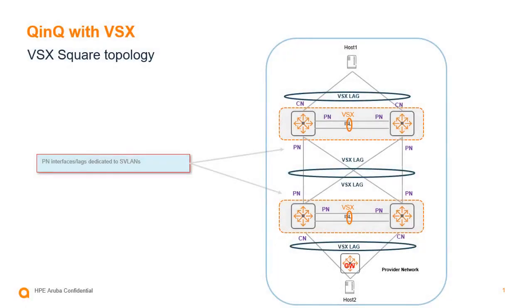So QinQ is supported in a VSX Square topology. But do note that the PN ports would only carry service VLANs on the ISL links. So the ISL links cannot carry a mix of SVLANs and standard VLANs. So the PN ports will be used as service VLAN links only, which means you cannot carry standard VLANs across the ISL links.